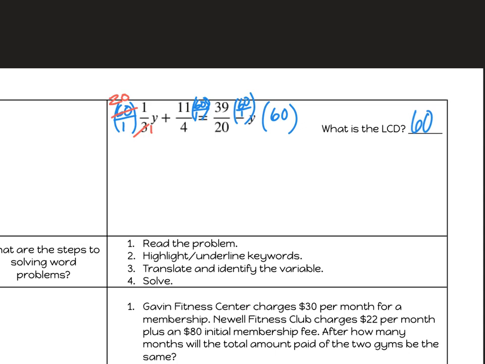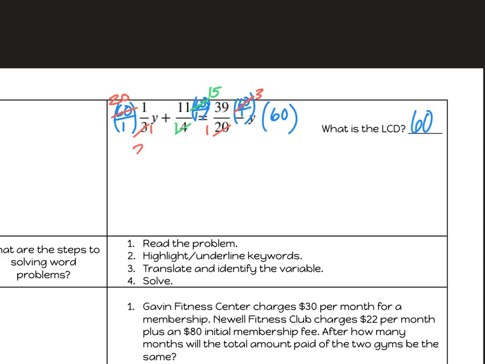60 and 4, 60 is divisible by 4, so that 4 is going to become a 1. This is going to become a 15. And 60 is also divisible by 20, sorry about that. And so that's going to become a 3. Okay, so we're pretty much just multiplying the numerators because if you have a denominator of 1, then obviously it just simplifies to the numerator as a whole number.